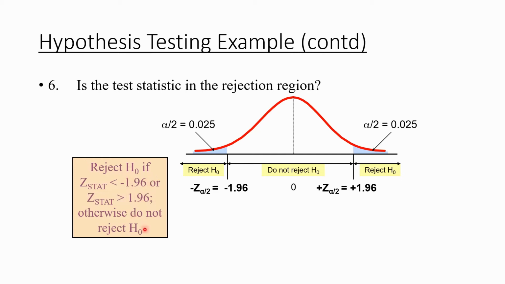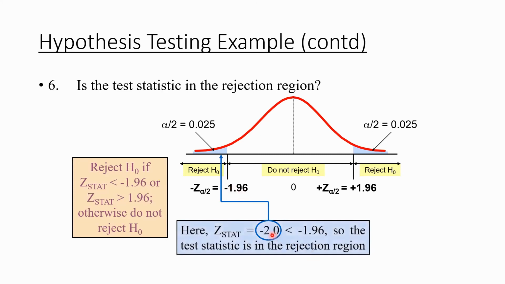So where does your Z stat stand? Well, it is somewhere here because the value is minus 2. That is the value you got for your Z stat. That is less than minus 1.96. So since the test statistic is less than this critical value, it stands in the rejection region. Therefore, you reject your H0, right?